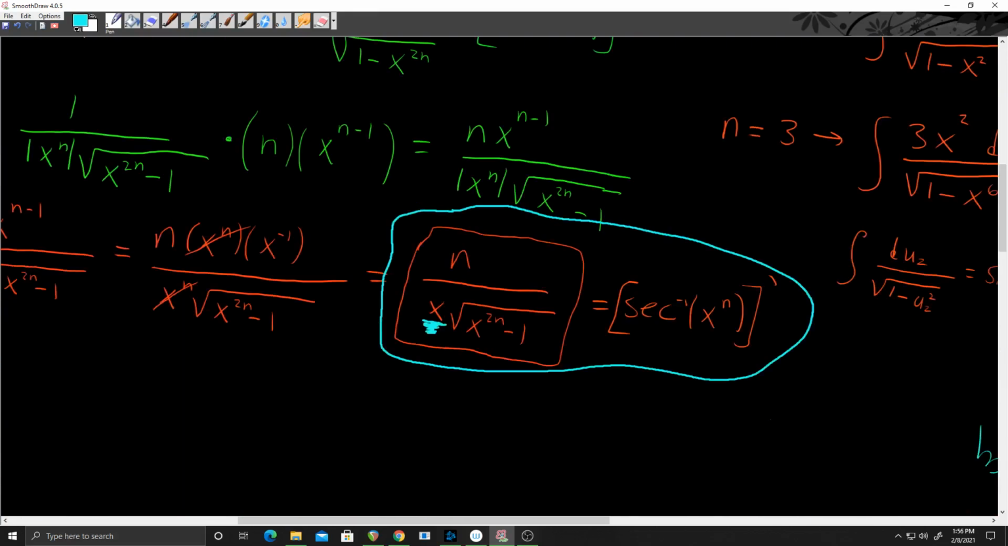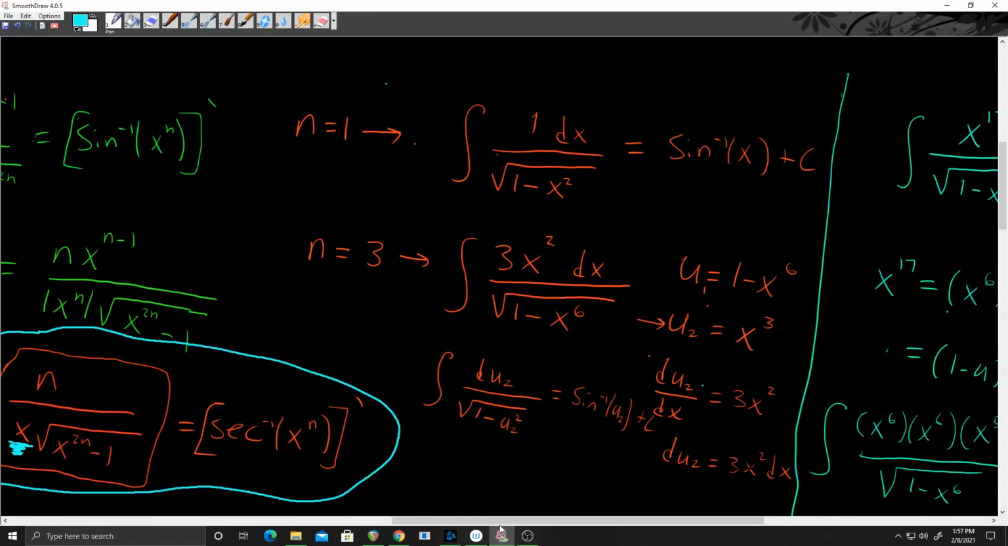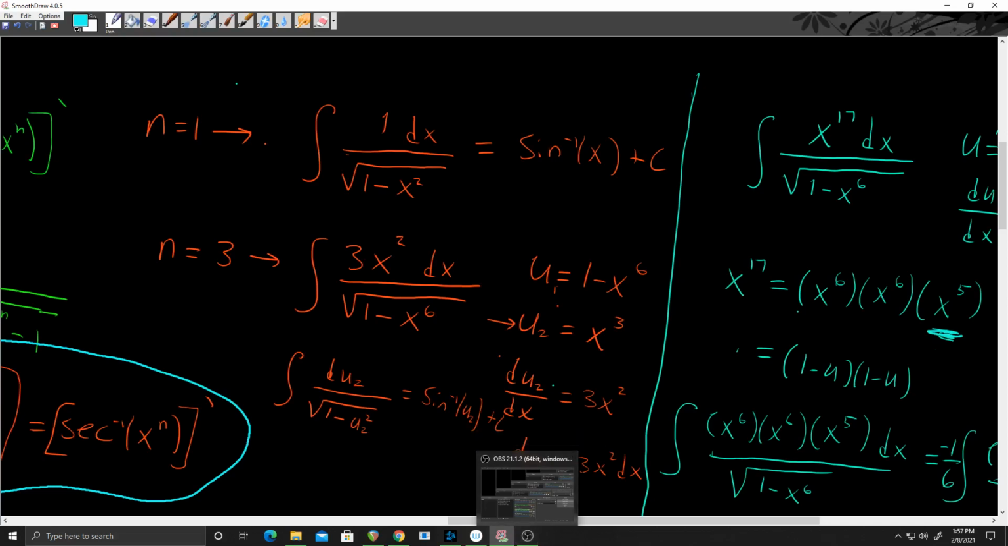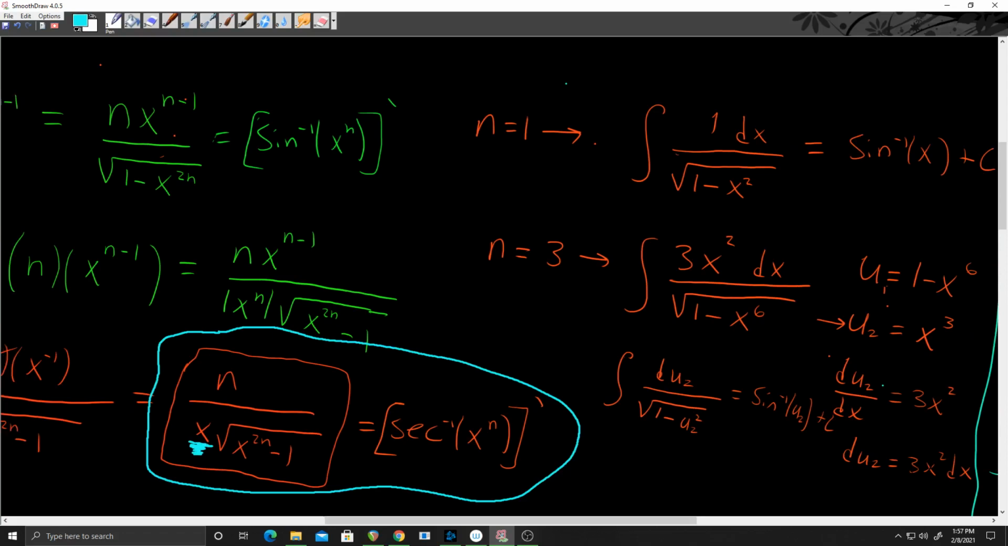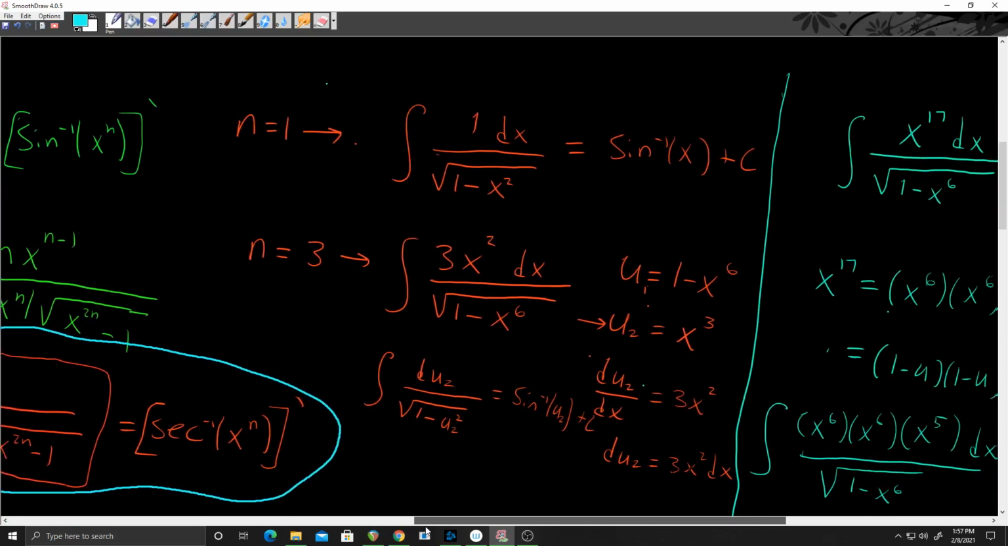Okay, so, brief summary. I know I've said this a lot, but brief summary. If you see an integral with a square root in the bottom, you have four choices: u sub direct, u sub plus algebra, inverse sine, inverse secant. Those are your four choices. Your inverse secant will always have a lone x outside of the square root, and it'll always be x to the something minus 1. If you don't have x to the something minus 1, you need to do some algebra, or you got the wrong one.